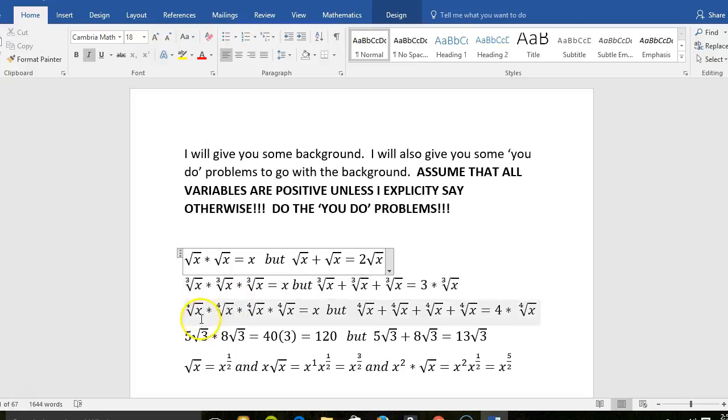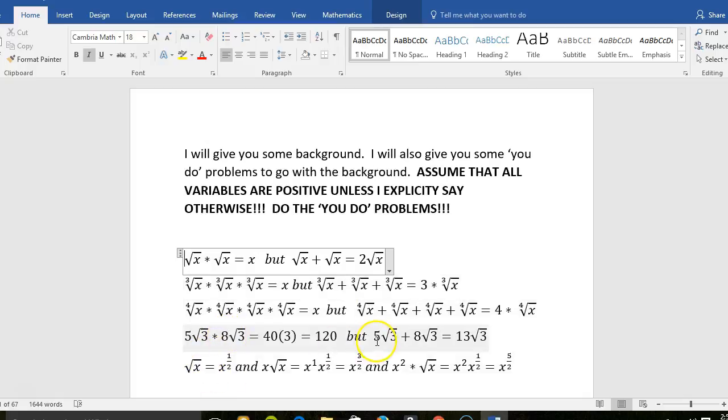Okay. Now the fourth root, if you multiply the fourth root of x by itself 4 times, you get x. And again, we're assuming positivity. But if you add it to itself 4 times, you get 4 times that fourth root. And up here for the cube root, a similar thing happened. We had 3 in place of 4. And the same thing is true of any positive integer like 6 or 5 or whatever.